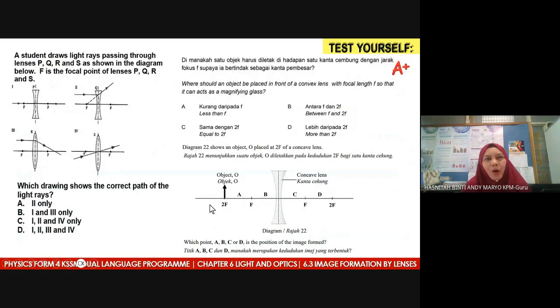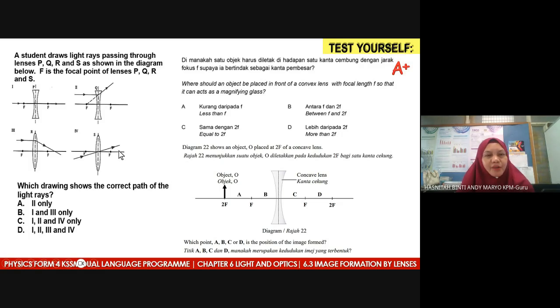Okay, so let us try to do some exercises first. If you can follow me, I think there will be no problem for you to answer this. Let us try question 1, students. Objective question. A student draws light rays passing through lenses P, Q, R, and S, shown in this diagram. F is the focal point for all these lenses. Number 1, we have lens P. Number 2, lens Q. Number 3, lens R. And number 4, lens S. Can you tell me which drawing is correct, showing the path of the light ray?